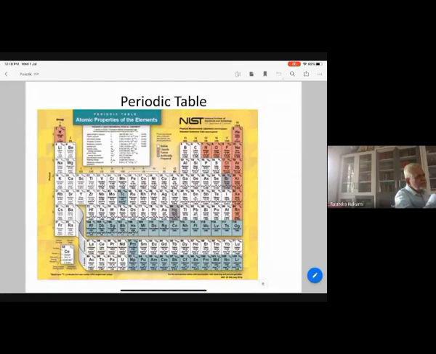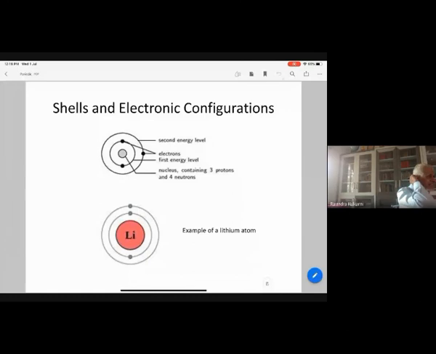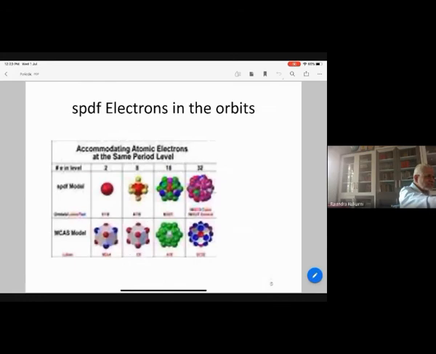Now let me tell you about the shell and the electronic configuration. For each atom, you can have this two-dimensional picture. The innermost circle is the nucleus. I think this is a picture for lithium. In the first shell, there are two electrons, and these two electrons are S electrons. And in the second shell, there is only one electron, and that's again an S electron.